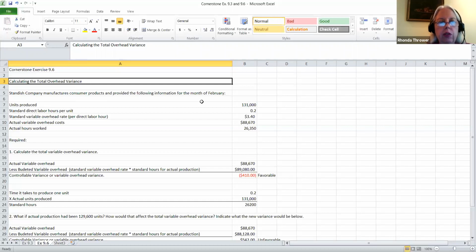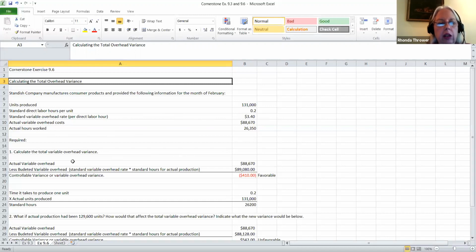So they've given us some information about this company, the Standish Company, for the month of February. And they've told you the units produced, the standard direct labor hours that it was going to take to produce one unit. They've given you the standard variable overhead rate. They've given you the actual variable overhead cost, and they've given you the actual hours worked.